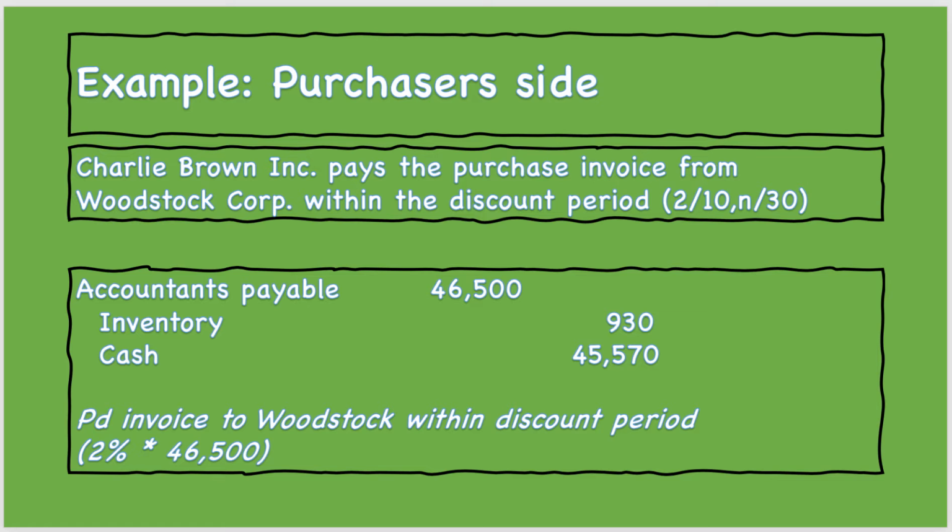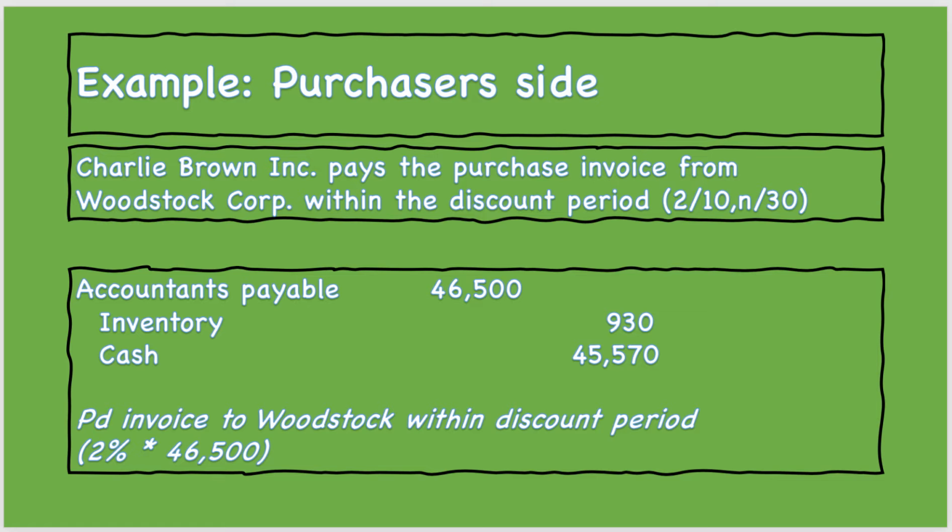We have to decrease our asset, which is cash, because we're paying cash. And then we have that discount we need to worry about. Well, since we are the purchaser, that discount is accounted for in our inventory account. So because we're taking a discount, that means our inventory is cheaper. We have to then decrease our inventory for $9,300. So notice what we're crediting, notice what we're debiting.